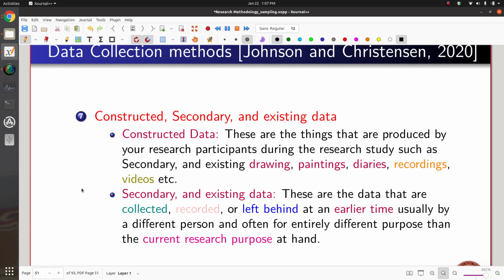Then you can also collect secondary and existing data. So what does secondary data mean? Secondary data means that data is created by someone with their own research for the purpose of their own research, and then they put that data into the public domain.